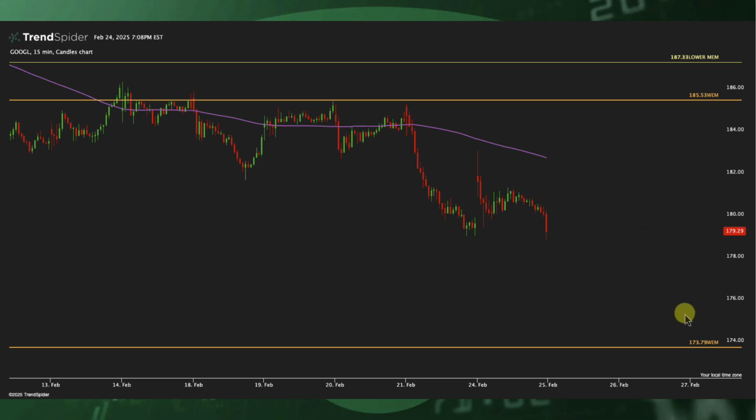If we take a look at the 15-minute time frame, apologies, the lower weekly implied move is at 173.79. We're below a declining 5-day moving average. I want to call out that on Google, we are actually clear underneath that lower monthly implied move by quite some, right? This is up at 187. And then the weekly implied move is at about 185. Today, what do we do? We gapped up to and around the 5-day moving average, and we started to sell off.